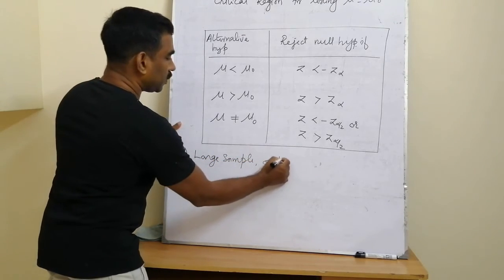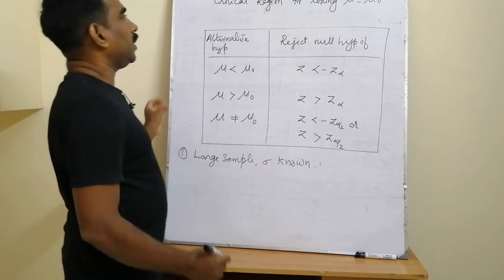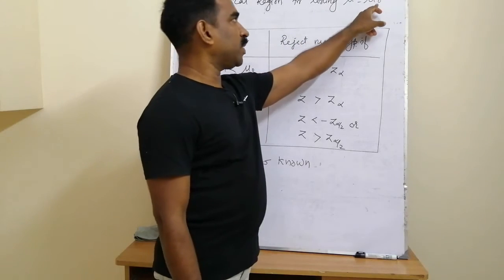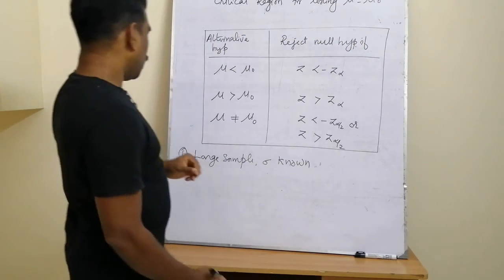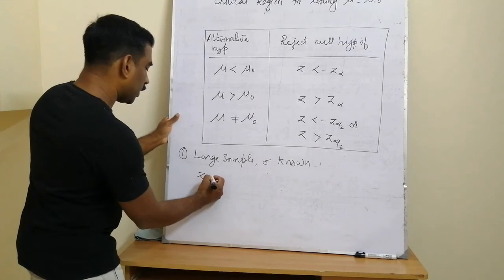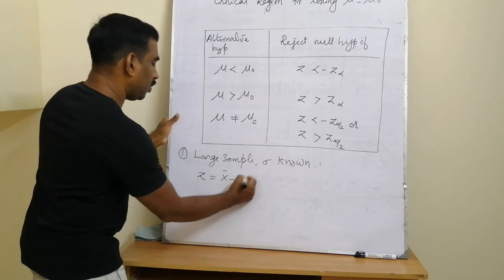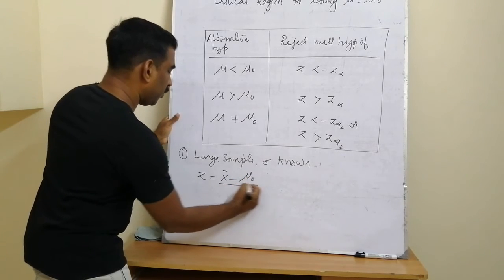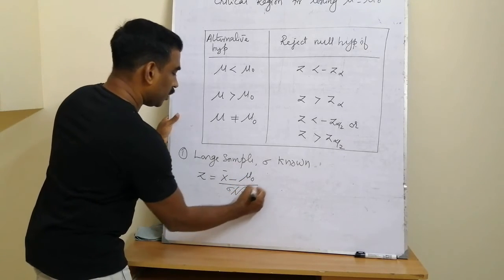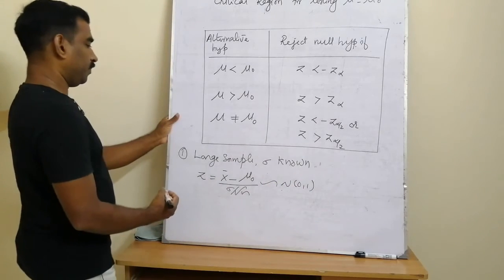Large sample with sigma known, and we are testing the null hypothesis mu is equal to some specific value, mu is equal to mu naught. And we know that for a large sample with sigma known, the sampling distribution or the corresponding random variable Z is (x bar minus mu naught) divided by sigma by root n. That follows normal distribution with the parameters 0 and 1.